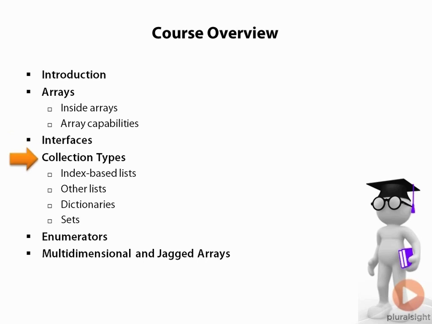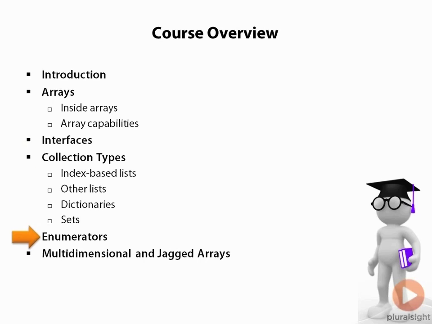Next, we have 4 modules that cover each of the main categories of collection in .NET. 1 module each about index-based lists, other lists, dictionaries and sets. For each category, I'll show you what the main collection types are that are available and how to use them. Understanding these types is key to being able to use collections effectively. For example, being able to decide whether in a particular scenario you should use a list, a collection, a dictionary, a sorted dictionary, or some other type.